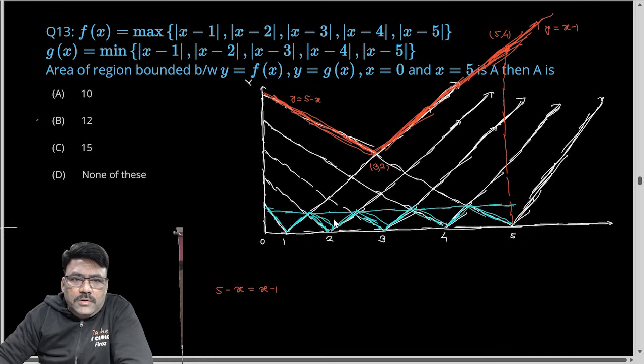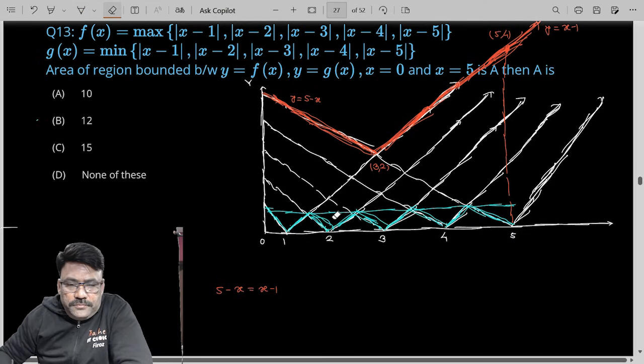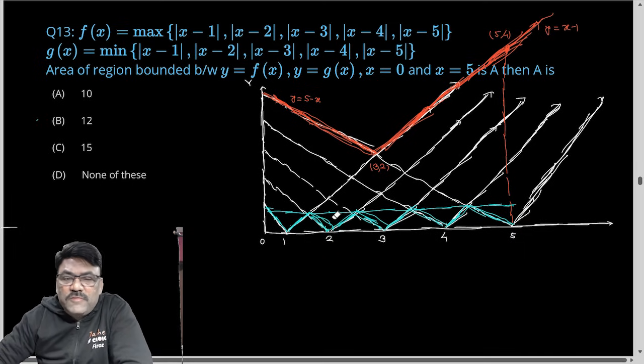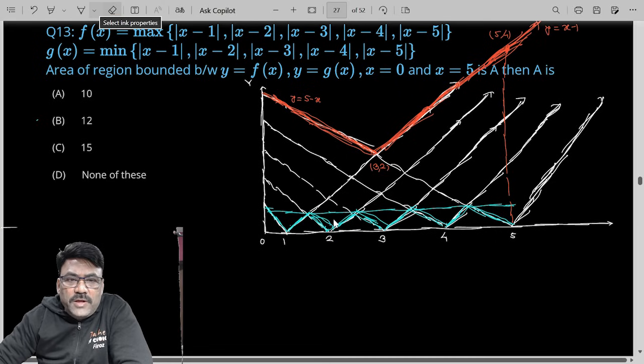Okay. Now, what is this maximum area? Area bounded by f(x) and x-axis. Let's find the area bounded by this f(x) and x-axis.